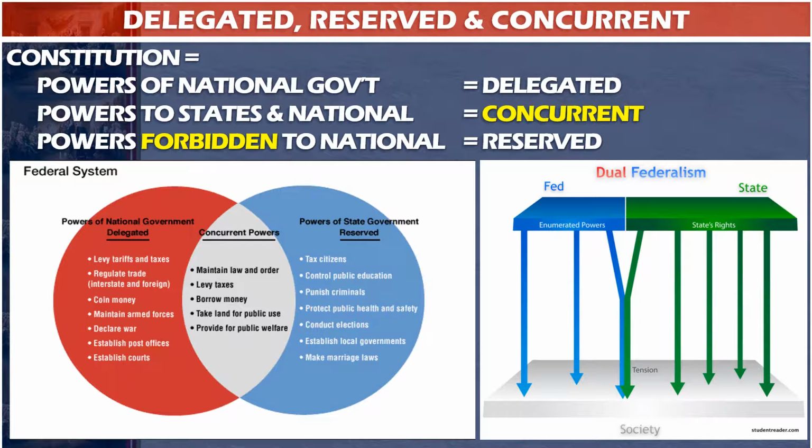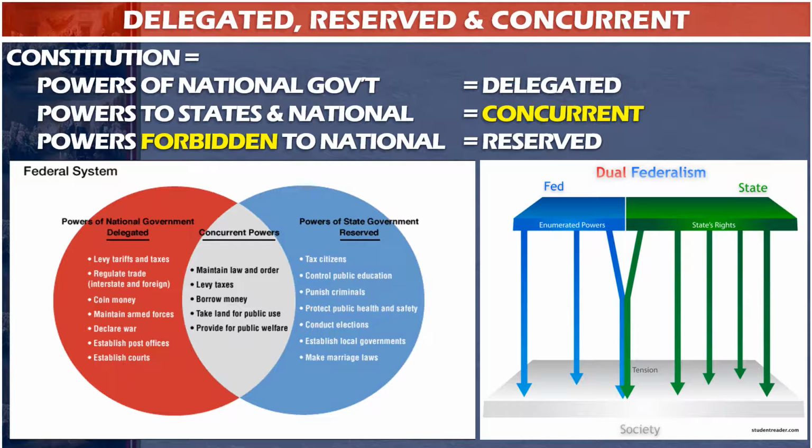So there's three types of powers in the Constitution. There are powers that are given to the national government. These are called delegated and sometimes enumerated powers because they are enumerated in the Constitution, and the Constitution explicitly gives them to the national government. There are powers that are shared by states and the national government. These are called concurrent, con meaning with or together. And so these are things that both governments can do, and sometimes they overlap. And finally, there are reserve powers, which means powers that are not given. They're held in reserve for the states and for the people, and they are forbidden to the national government.